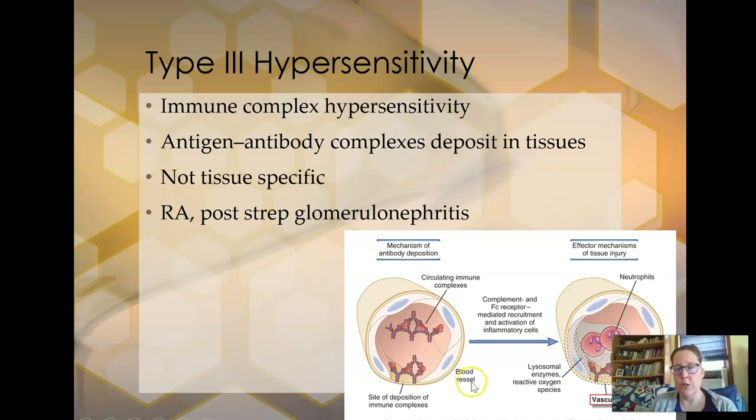So again, here you can see the immune complexes, and they deposit on like the endothelial cells or basement membranes, and then you have complement and Fc receptor mediated recruitment and activation of inflammatory cells, and so there's inflammation and neutrophils that show up, and there's damage to that area. Again, it is not tissue specific, and it tends to be systemic.